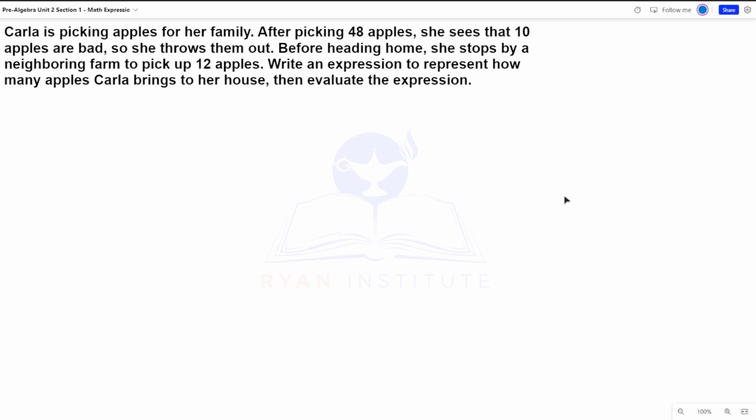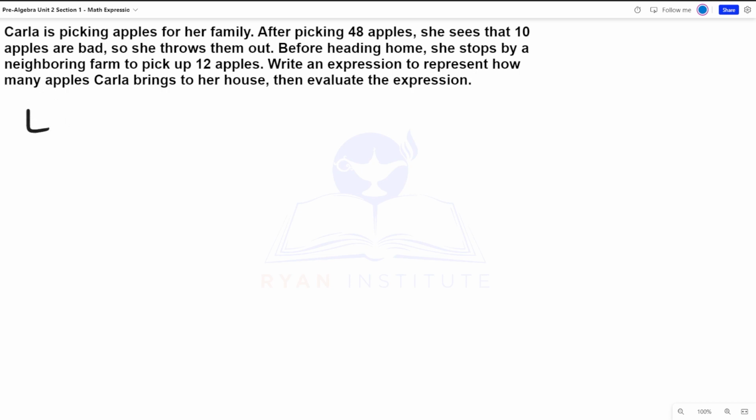Carla is picking apples for her family. After picking 48 apples, she sees that 10 apples are bad, so she throws them out. Before heading home, she stops by a neighboring farm to pick up 12 apples. Write an expression to represent how many apples Carla brings to her house, then evaluate the expression.